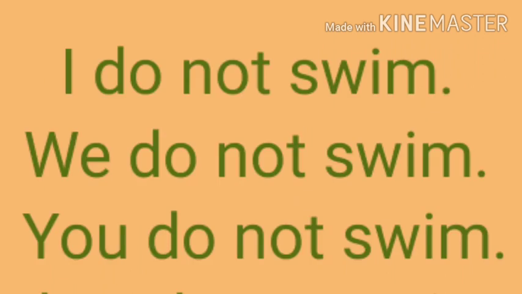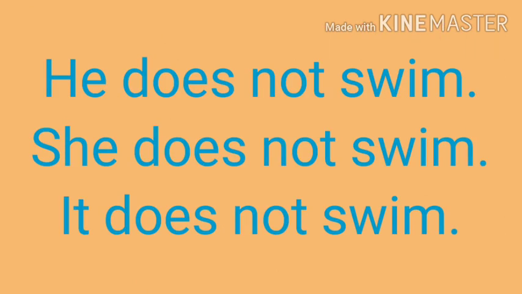Look at some examples. I do not swim. We do not swim. You do not swim. They do not swim. Ram and Shyam do not swim. Now look at these sentences with singular subjects. Here we use does not plus root form of the verb with the singular subjects. Look at these sentences. He does not swim. She does not swim. It does not swim.